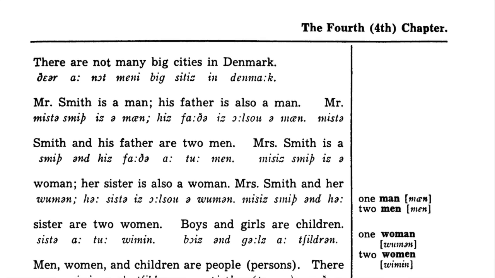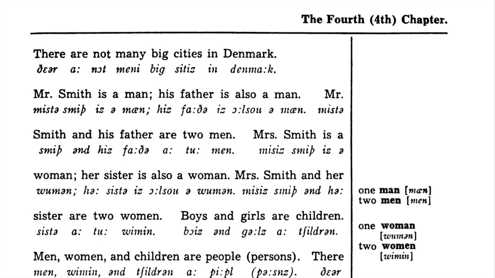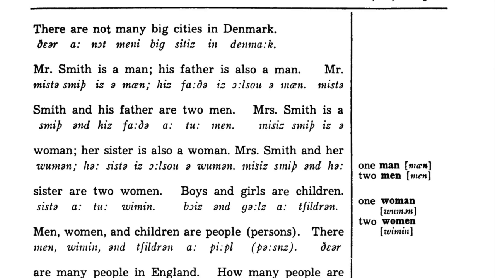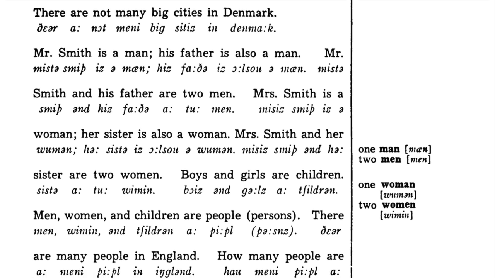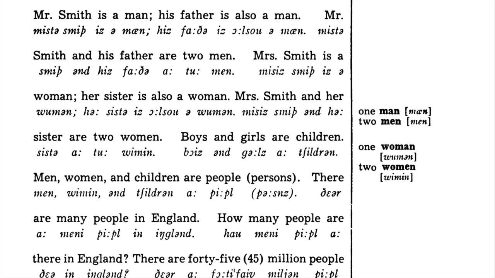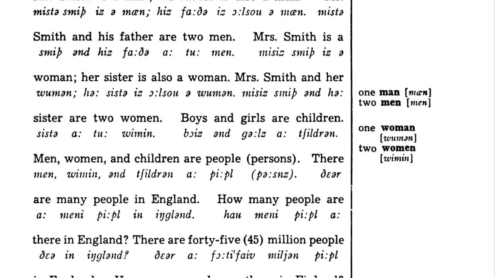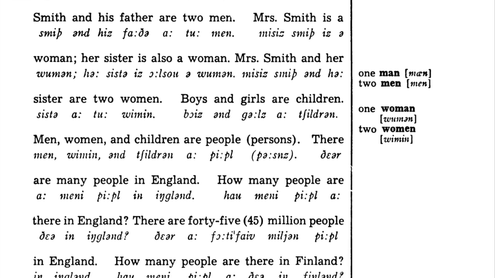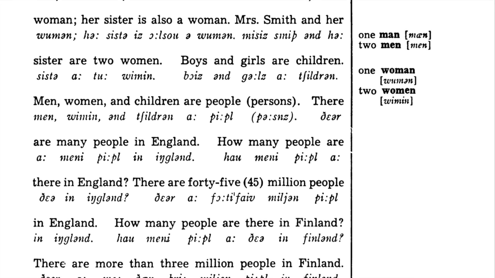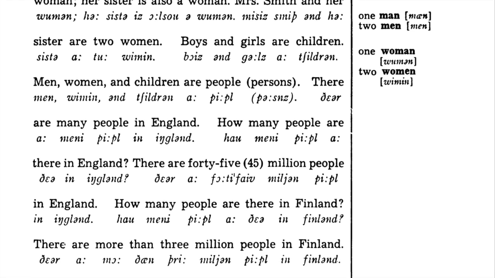Mr. Smith is a man. His father is also a man. Mr. Smith and his father are 2 men. Mrs. Smith is a woman. Her sister is also a woman. Mrs. Smith and her sister are 2 women. Boys and girls are children. Men, women, and children are people.